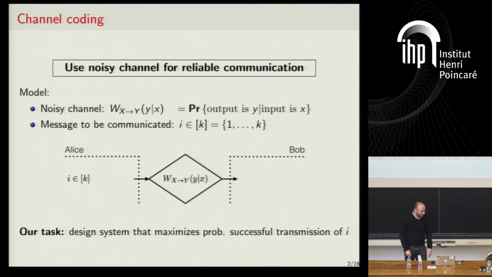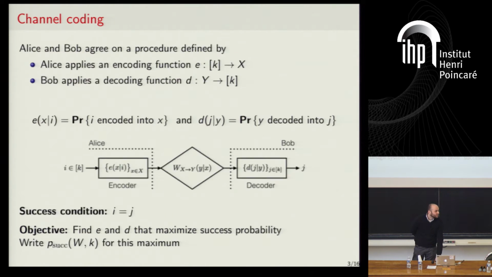Okay, so this is the setting, and our task as a system designer is to design a system that allows Alice to communicate to Bob in a way that maximizes the probability of successful transmission. Okay, so let's model that a bit further.